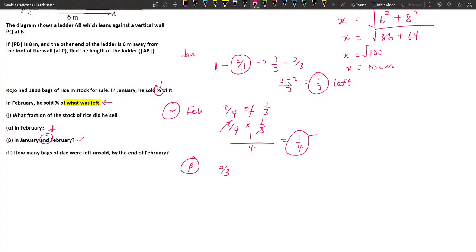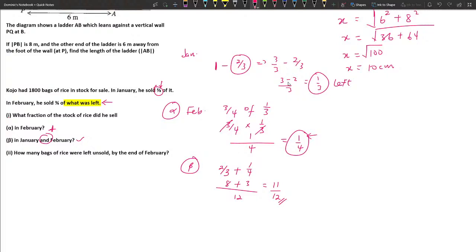Remember, the 1/3 is what is left. What was sold is 2/3, which has been given in the question already. So this was what was sold in January, and we've calculated what was sold in February, which is 1/4. Since it's an addition, we need to find our LCM. Our LCM will be 12. 3 goes into 12 four times, and 4 times 2 gives us 8. 4 goes into 12 three times, and 3 times 1 gives us 3. When we add, we get 11/12. So this is the fraction of what was sold in January and February.